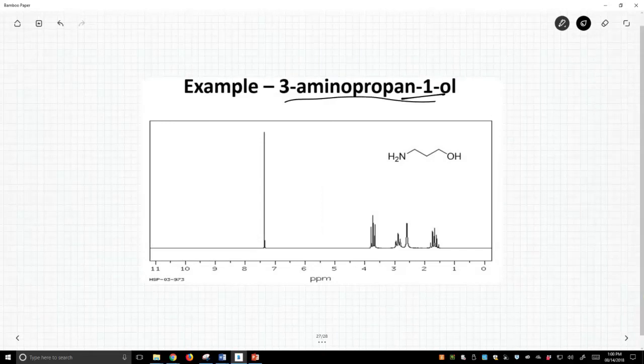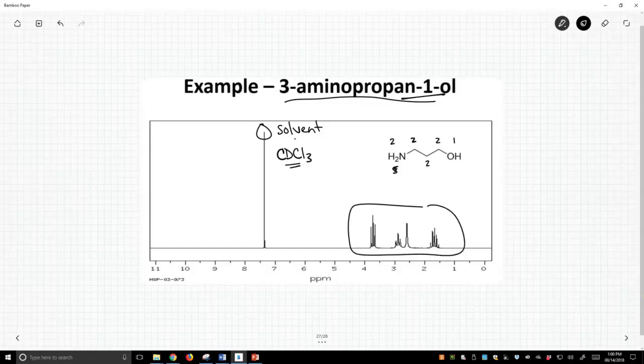This is 3-amino propan-1-ol. Notice that this is a solvent peak. We can ignore that. This is actually our CDCl3 peak, or the residual non-deuterated chloroform in our solvent. We can talk about that during lecture. Now we have 5 different types of hydrogens in here. We have 2 hydrogens on the nitrogen, a CH2 group, a CH2, a CH2, and 1 hydrogen on the OH. These peaks here correspond to these 5 types of hydrogens.